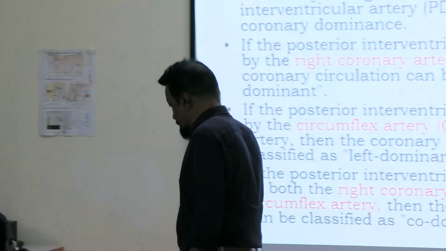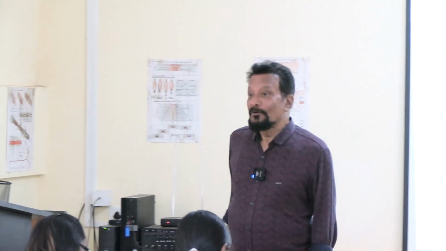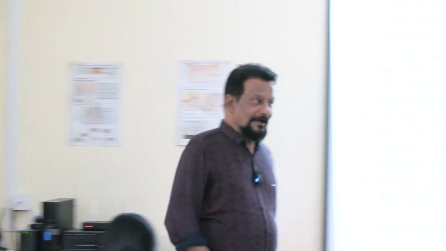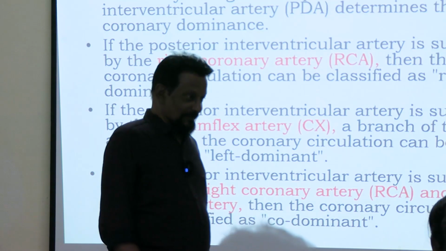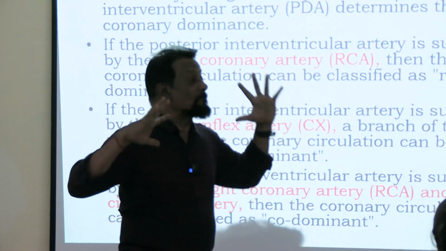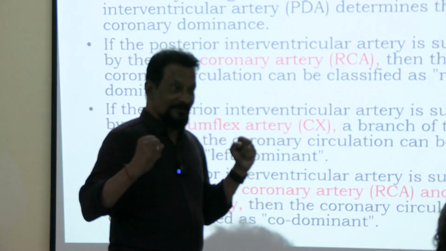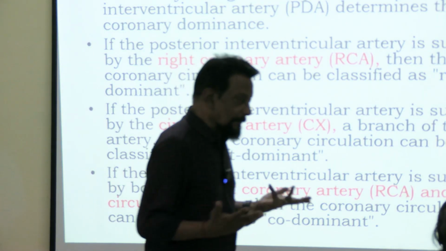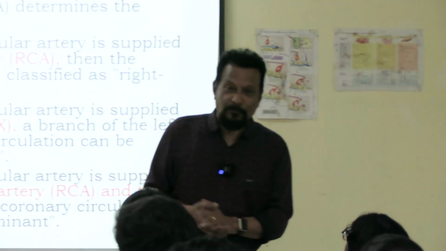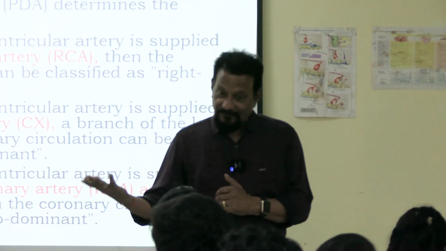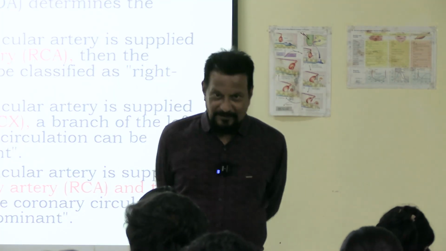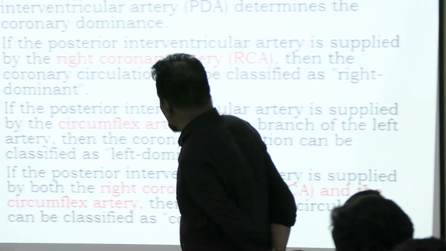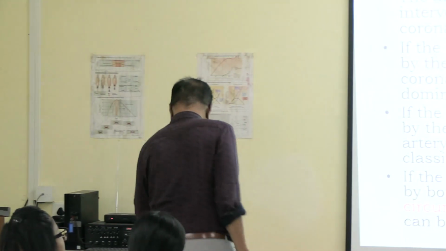Another important characteristic is, sir, which artery, left coronary artery or right coronary artery, is dominant? Means which artery is supplying most of the heart. Somebody may tell, sir, it is right coronary artery, somebody may tell it is left coronary artery, somebody may tell, sir, both. Okay, now how will we determine? We will determine it by this.